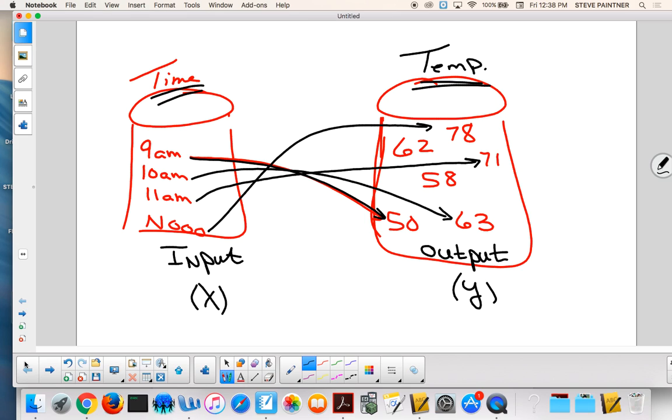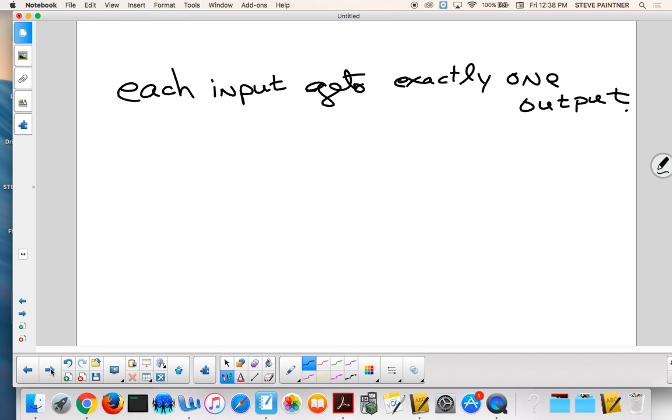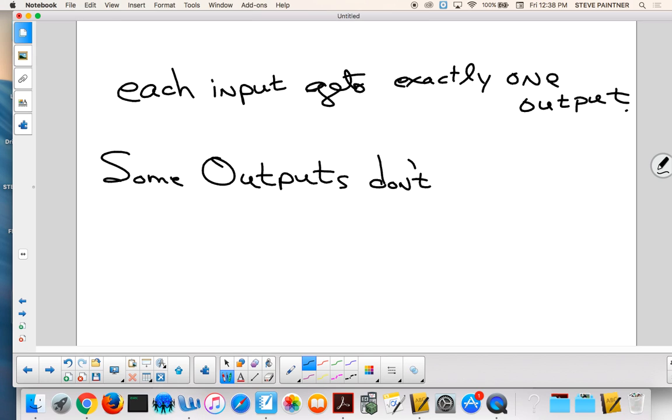But the second characteristic says some of the outputs what? Okay. Yeah, 58 and 78. Oh no, 58 and 62. They didn't get anything, did they? They didn't get matched up. So how do we want to say that? Some outputs don't get inputs. So not all the Y's get matched up with X's. Okay, does that make sense? Yeah. All right.